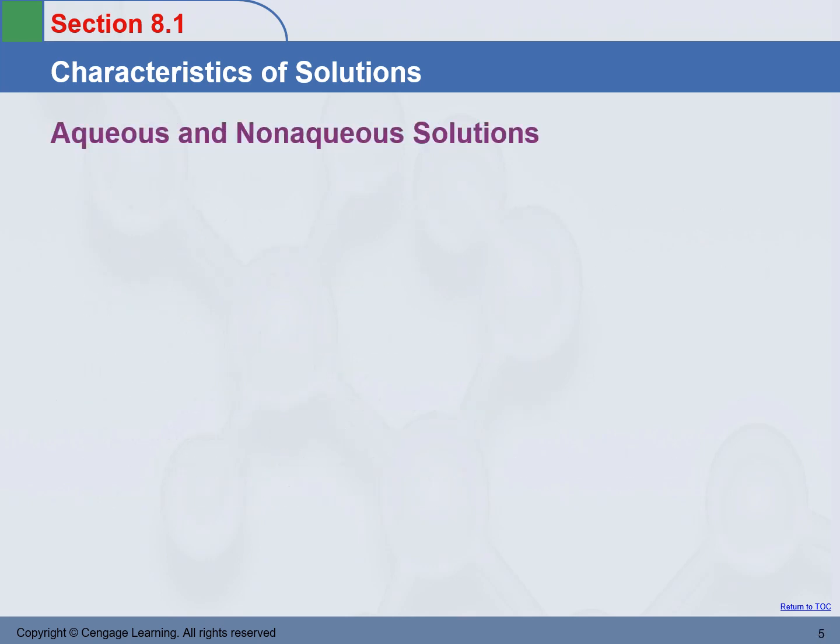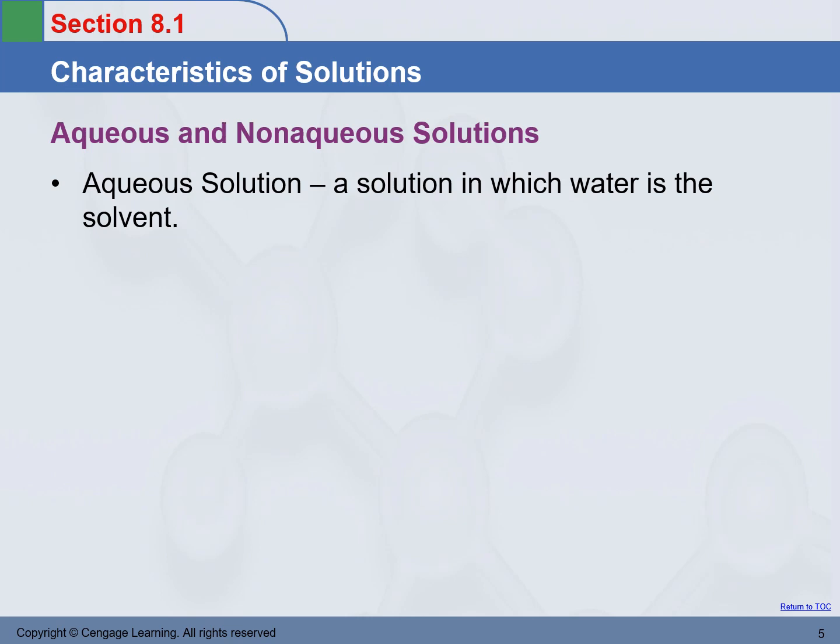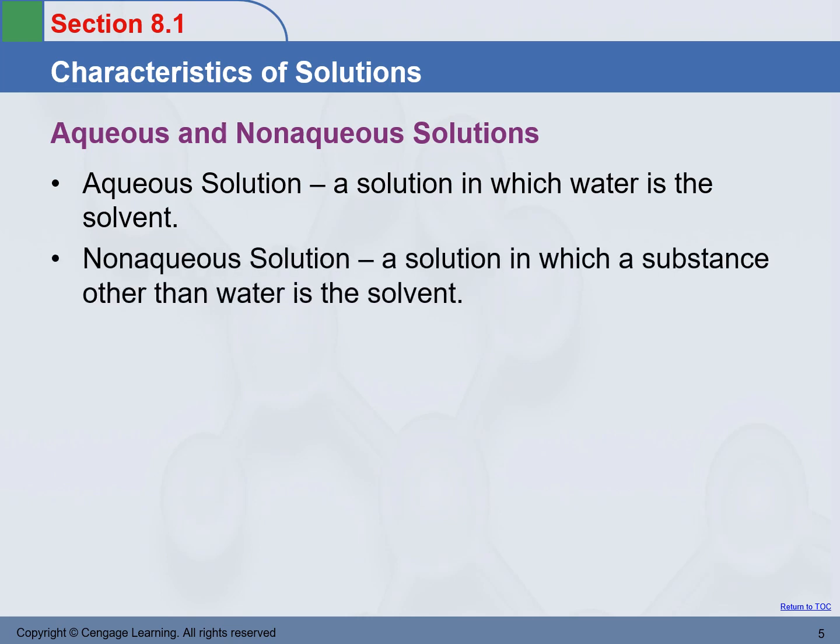A couple more concepts related to a solution: aqueous and non-aqueous solution. An aqueous solution is a solution in which water is the solvent. Okay, the majority of the solutions we encounter in our lives are aqueous solutions. A non-aqueous solution is a solution in which a substance other than water is the solvent. If the solvent is not water, then it is a non-aqueous solution. That's how straightforward it is.